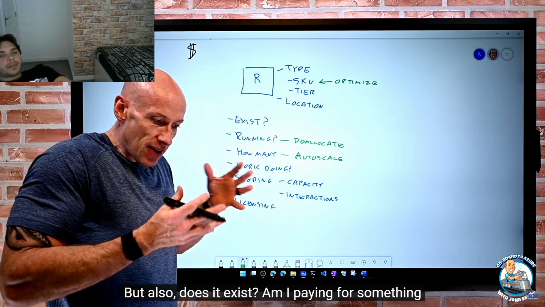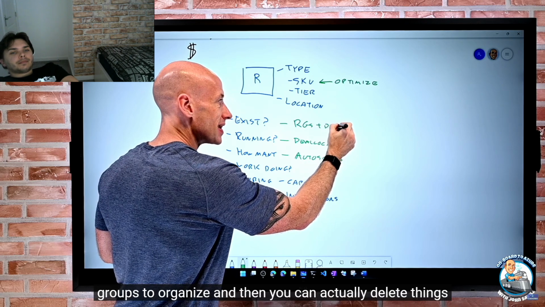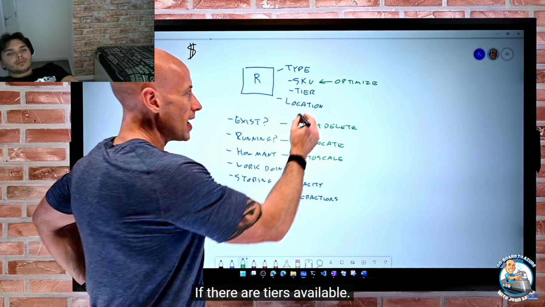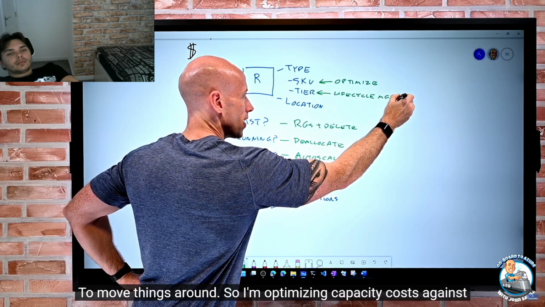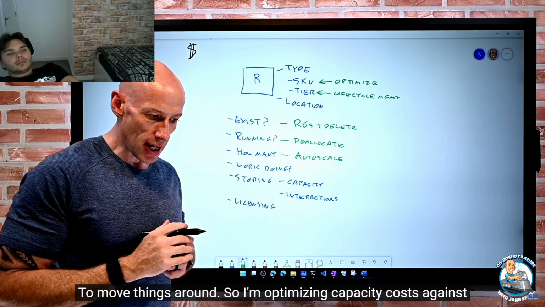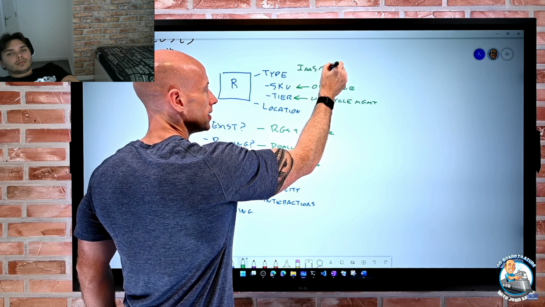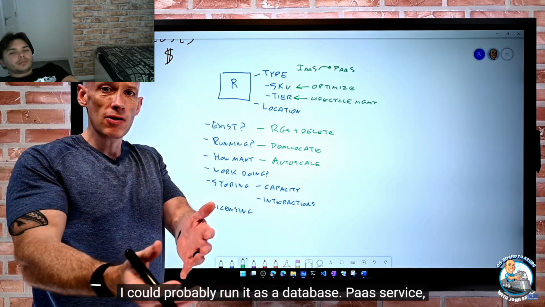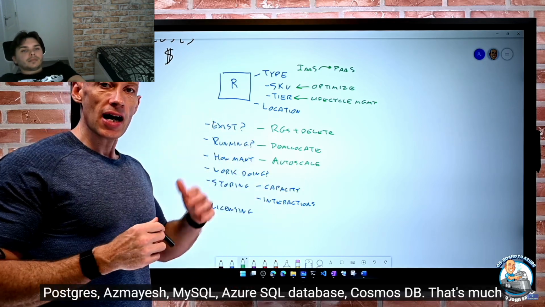But also, does it exist? Am I paying for something that doesn't exist anymore? So make sure you use resource groups to organize, and then you can actually delete things more easily once a certain project is no longer required. If there are tiers available, can I use lifecycle management to move things around? So I'm optimizing capacity costs against transaction costs. And the type: ideally, I want to be moving from IaaS to PaaS. That includes both compute and database. I don't want to run a database in a VM if I could probably run it as a database PaaS service: Azure Managed Postgres, Azure Managed MySQL, Azure SQL Database, Cosmos DB.